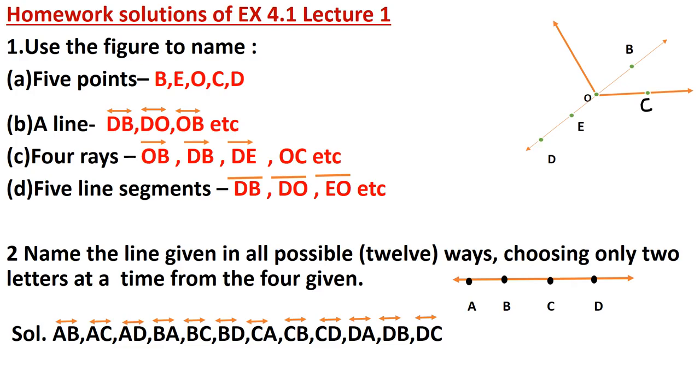But when you are naming a line, you will write the name and above that you will make arrows on both sides. Then it is a line. If you do not make arrows, then it becomes a line segment. Next is 4 rays. Ray names I have given are OB, DB, DE. And there are many more. You can write OC, OE, OD, EO. So there are many. I have written 4.